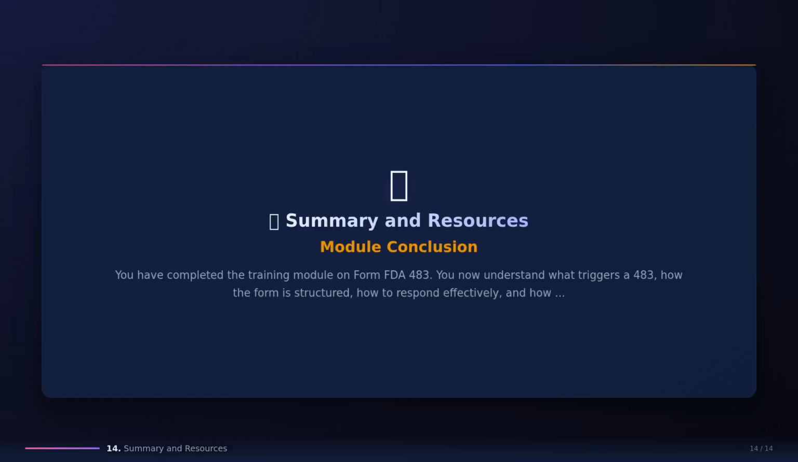You have completed the training module on Form FDA 483. You now understand what triggers a 483, how the form is structured, how to respond effectively, and how to prevent observations through proactive compliance. Reference the FDA's inspection page for guidance, consult your organization's CAPA procedures, and maintain continuous inspection readiness.